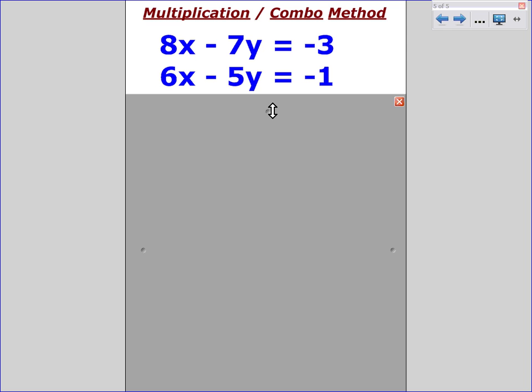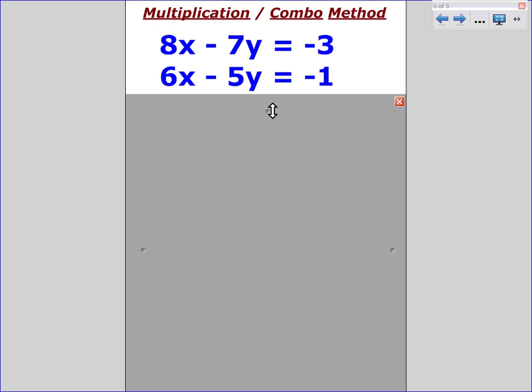It's that simple. Do you want to get rid of the x's, or do you want to get rid of the y's? And once you choose what you want to get rid of, you need to think of the least common multiple. What is a common multiple that 8 and 6 share or 7 and 5 share so that you can make those terms cancel out? Our goal is to create 2 new equations so that I can add them together and either the x's cancel out or the y's cancel out.